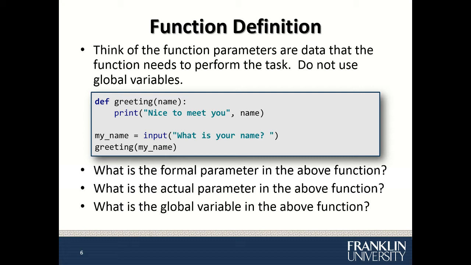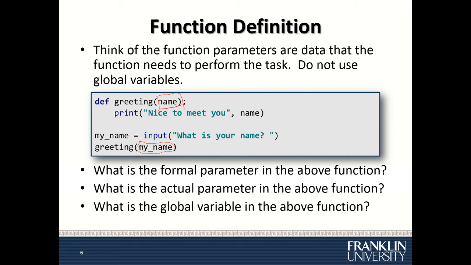In this example, what is the formal parameter? Well, the formal parameter is the function parameter. So in this example, the function parameter is name. What about the actual parameter? The actual parameter is a parameter that you pass when you're calling or invoking a function. In this case, the actual parameter is my name.